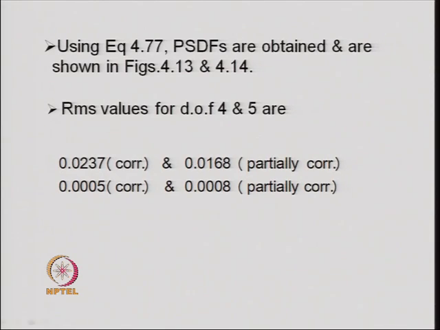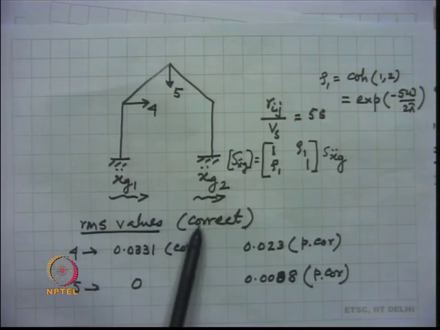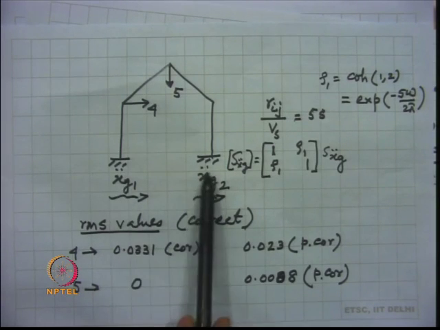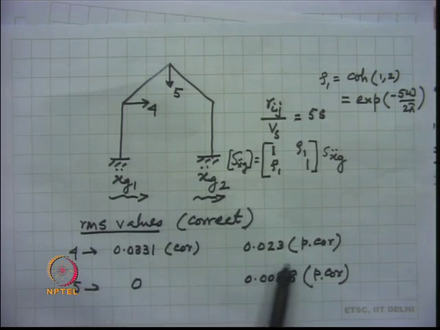5 seconds. The results which are given over here are not correct. The correct results are shown over here in this paper. That is the RMS value that was worked out for this displacement was 0.0331 when it was fully correlated. That is, there was no time lag between these 2 points, and when they were partially correlated, that is, there was a time lag between the two, the RMS value of the response was 0.023.